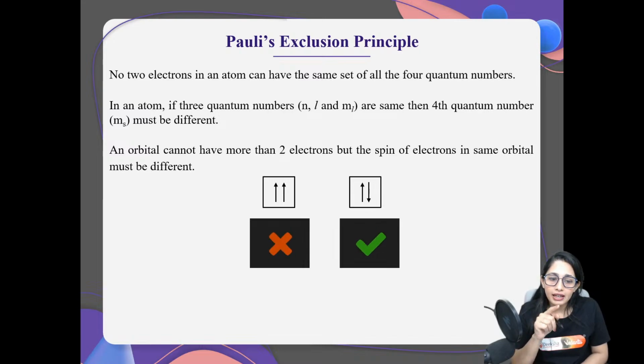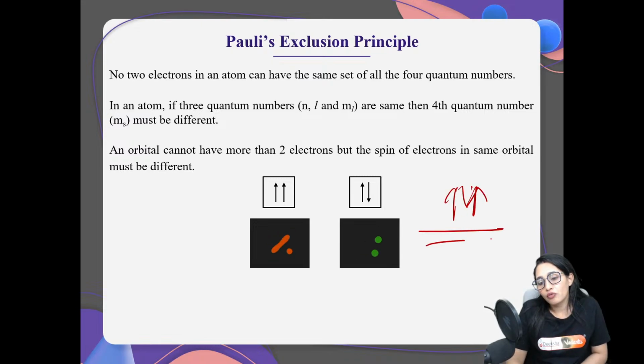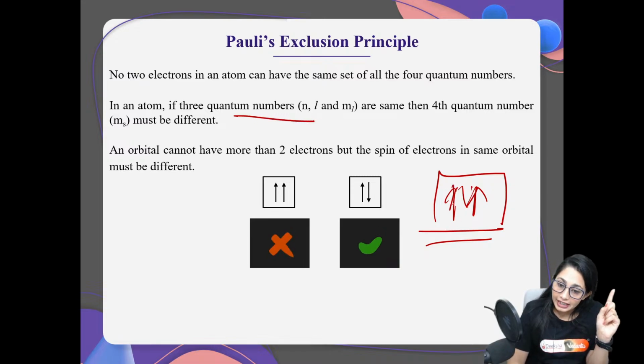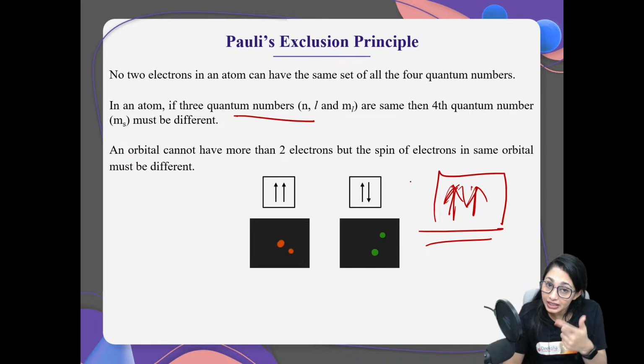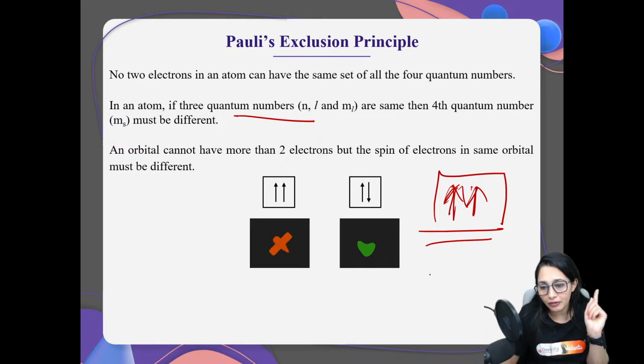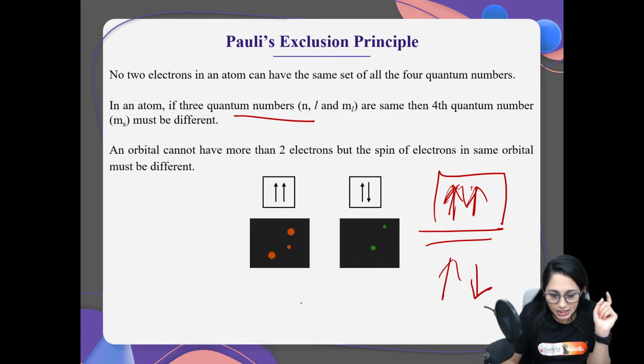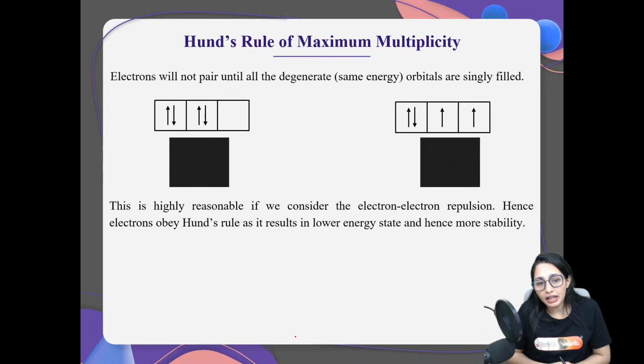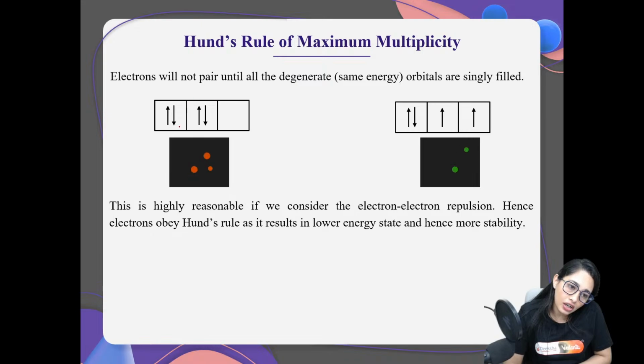Okay, an orbital cannot have more than 2 electrons, and if the spin of the electrons is the same, the orbital must be different. Okay, so this cannot be the right one, because for this all the quantum numbers will be equal. It can be equal for n, l and ml, but the last quantum number, that is the spin quantum number, will be different. So we'll be representing it like this. This is nothing but the spin of the electron. Okay, so electrons will not pair until all the degenerate orbitals are singly filled. So this is not the case.